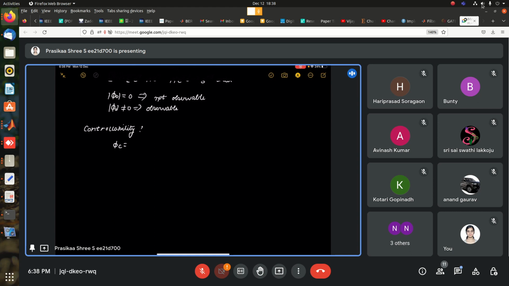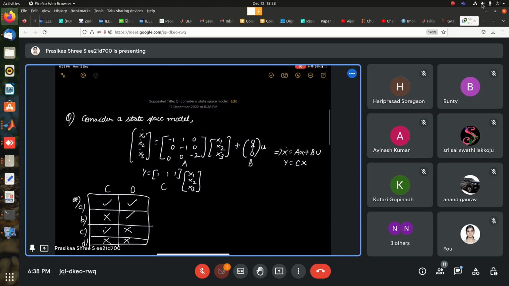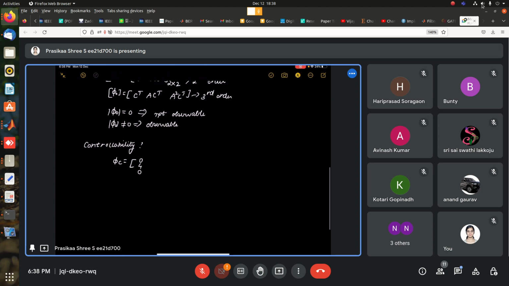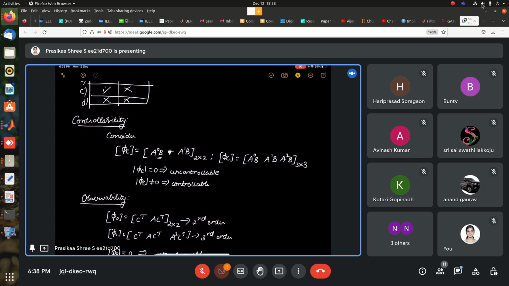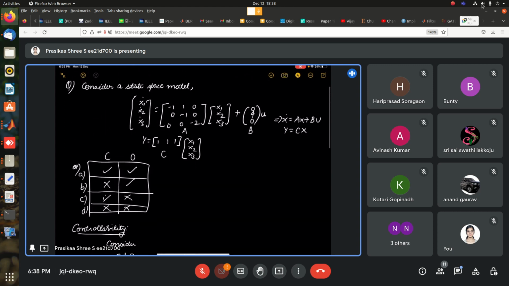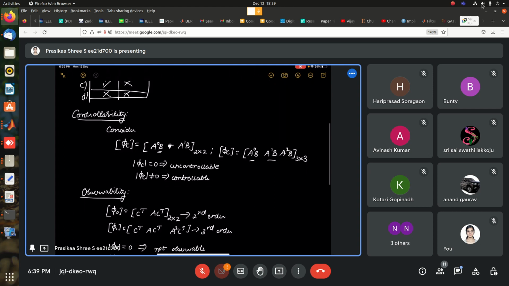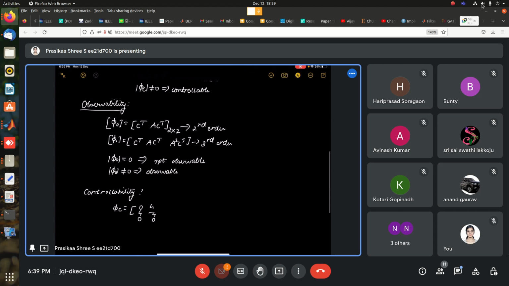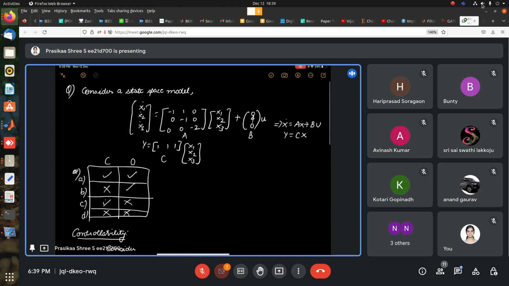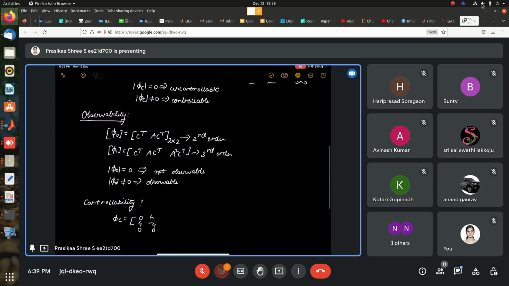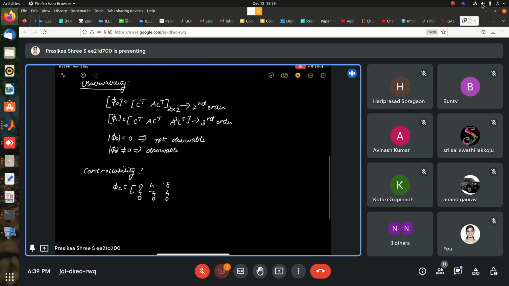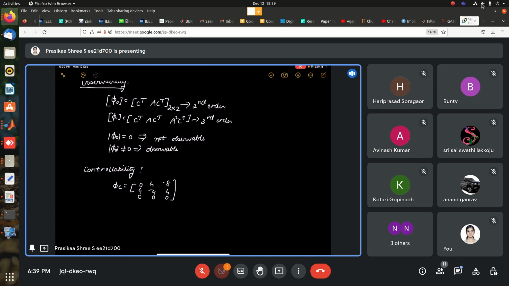Phi C is equal to B. What is B? B is 0, 4, 0. A, B, you should multiply A and B. If you're multiplying it, you get 4, minus 4, 0. And you can square this and multiply with B. If you're squaring this particular matrix and multiplying it with B, you will be getting minus 8, 4, 0. So when you find the determinant, it will yield 0 because one full row is 0 here.